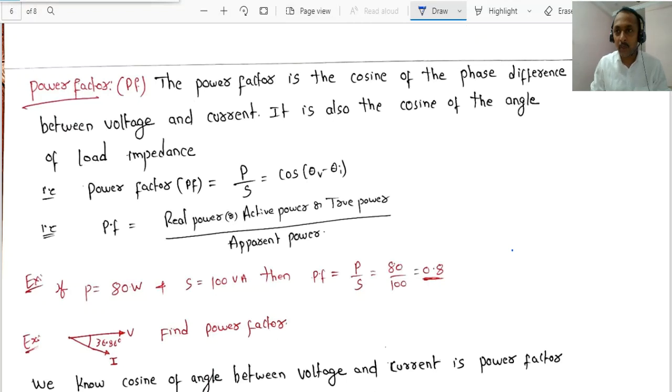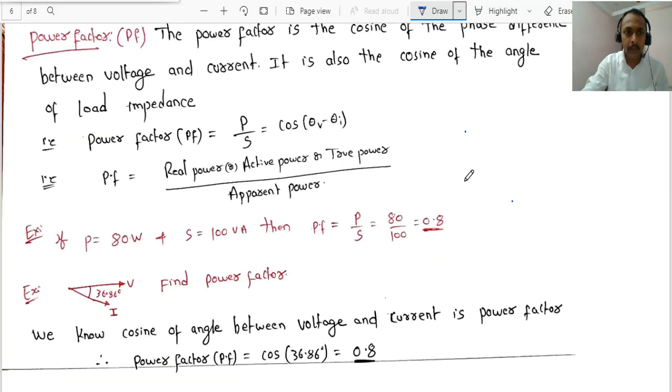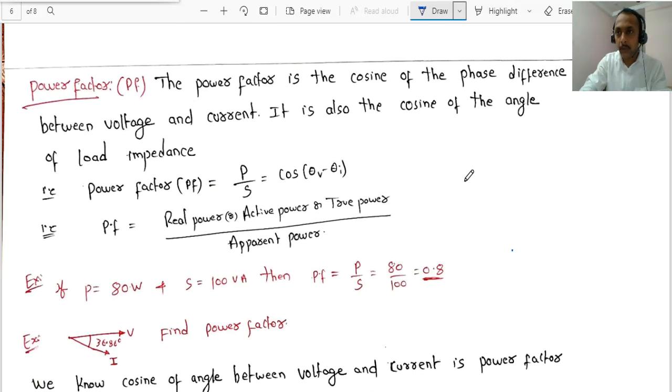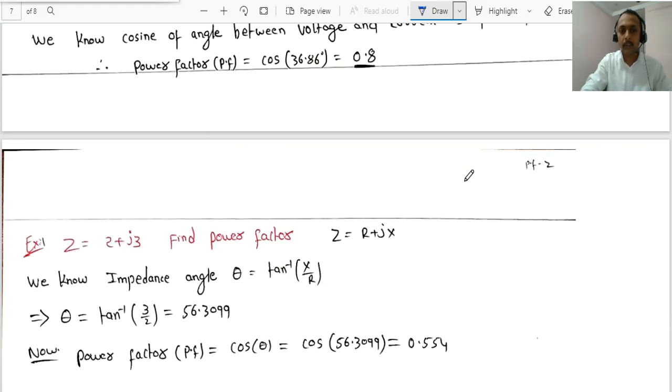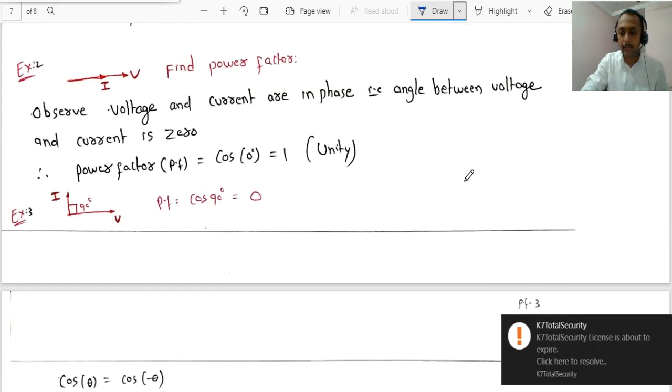Now in this video we are going to discuss the power factor, and we will see in a step-by-step manner some examples. Before watching this video, please watch the real power and complex power concepts. After completing the power concept, please watch the power factor. We will also see some examples of how to find the power factor.